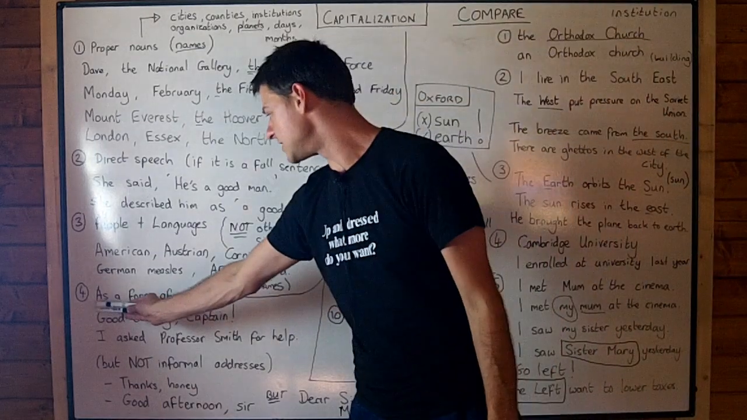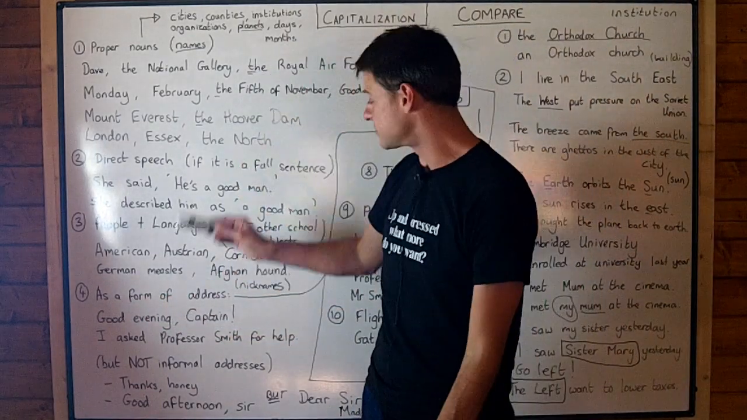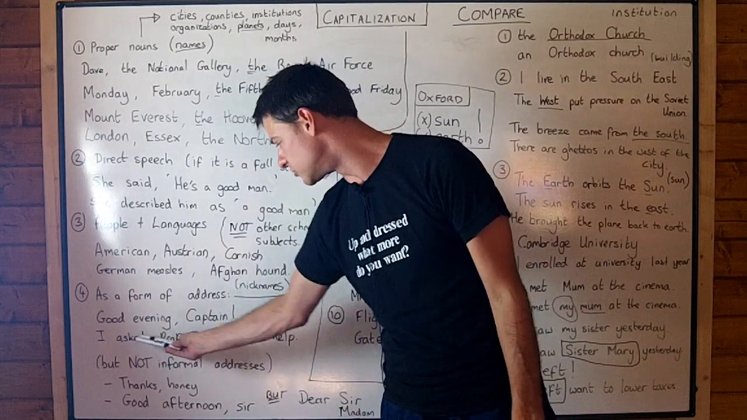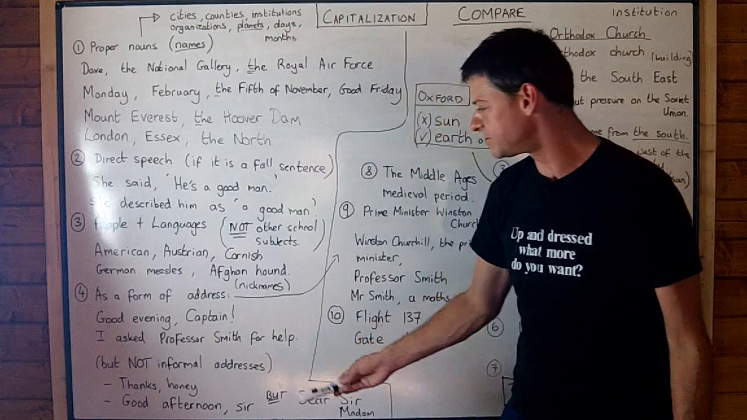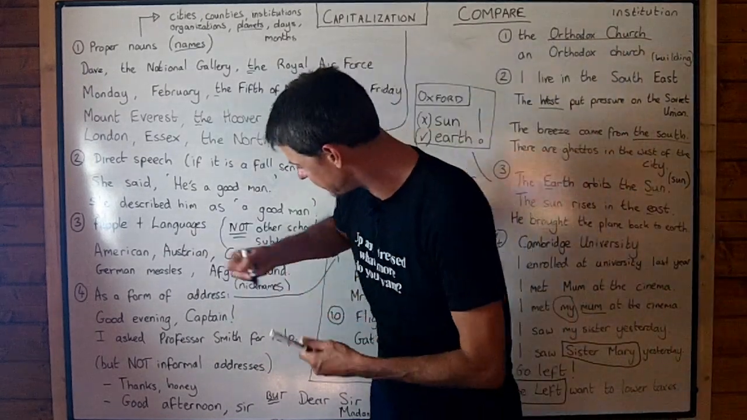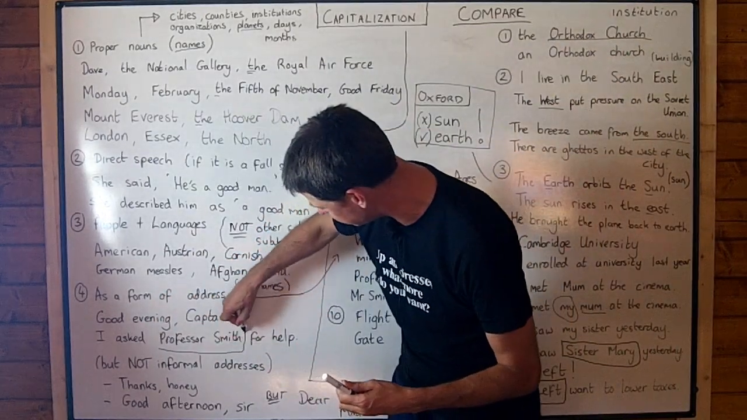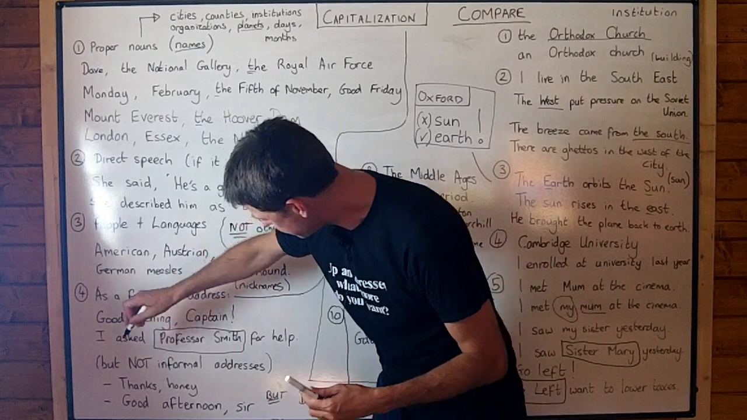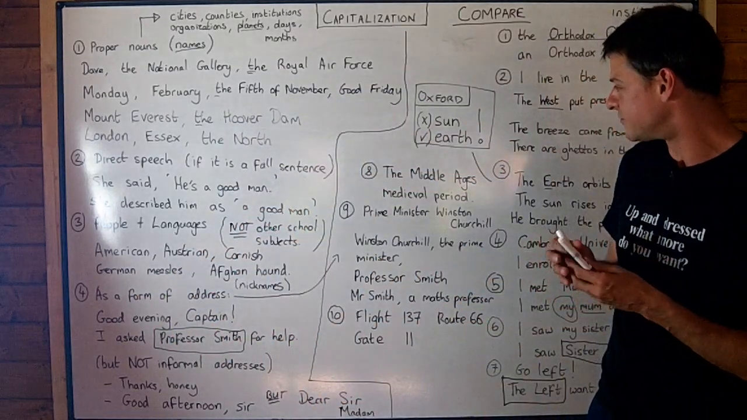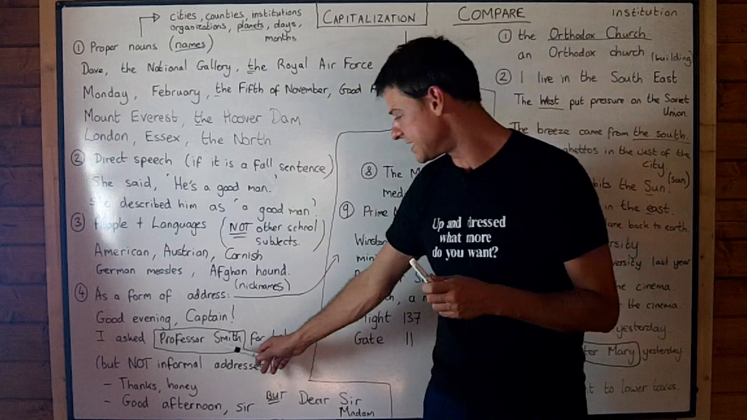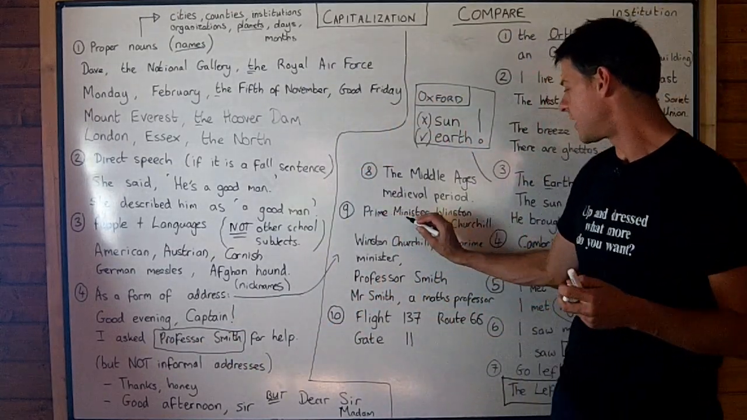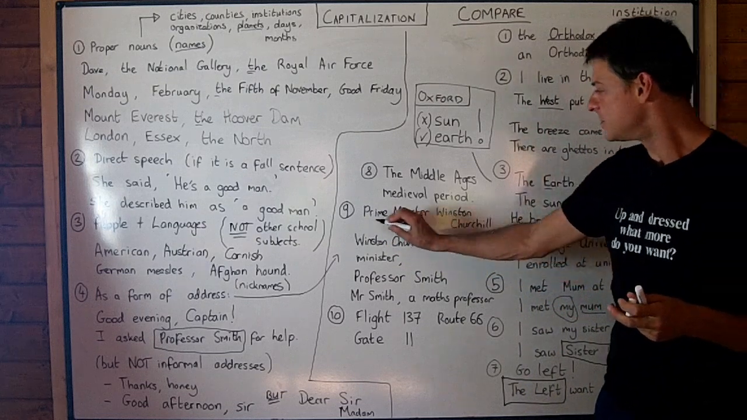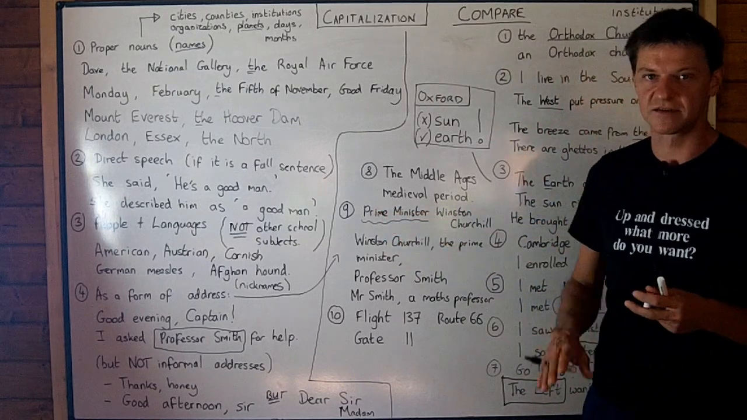Okay, also we use capitals with any form of address. So, "Good evening, Captain," capital C. "I asked Professor Smith for help." Professor Smith is being used as a name. It's like Sister Mary. It's being used as a name, as a form of address, and so we really must use capital letters. We can also see this with Prime Minister Winston Churchill. Prime Minister has capital letters.